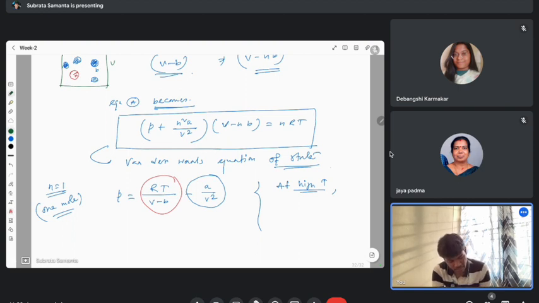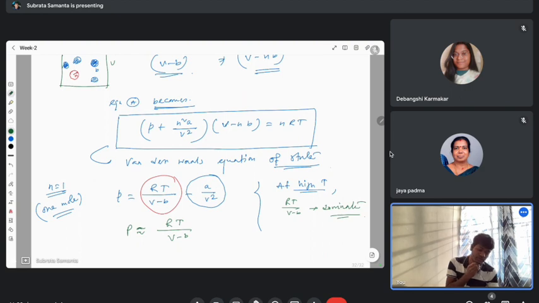So at high temperatures, RT by V minus B will be dominant. So that means your pressure P is RT by V minus B approximately. So that means P into V minus B equals RT. This looks like ideal gas, if you are not considering the V minus B. So it is actually close to the ideal gas. So we are going to the ideal gas situations.